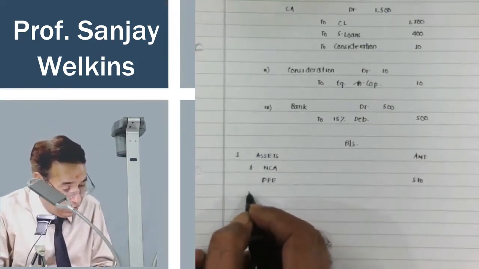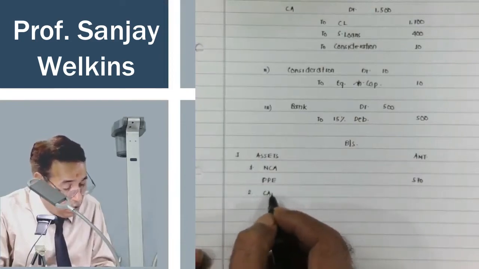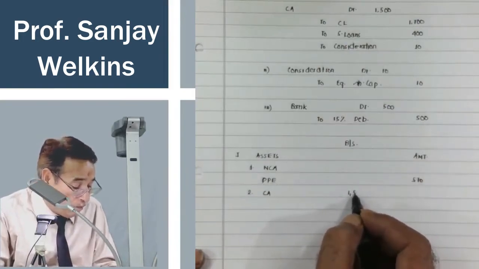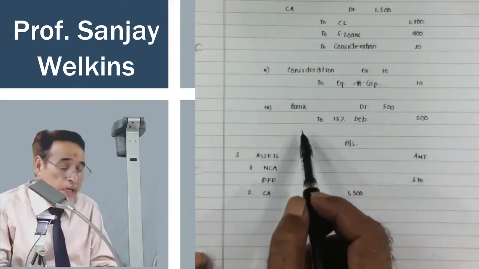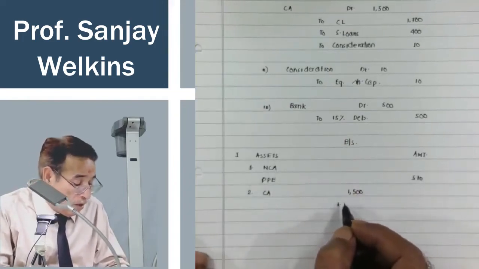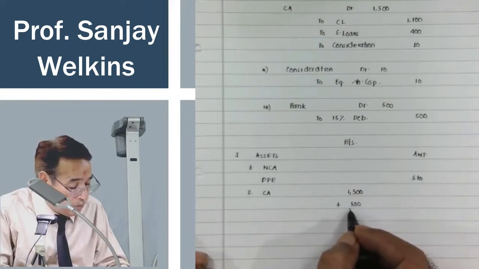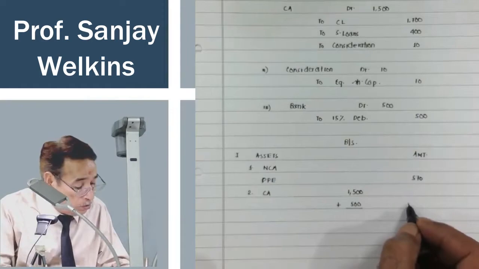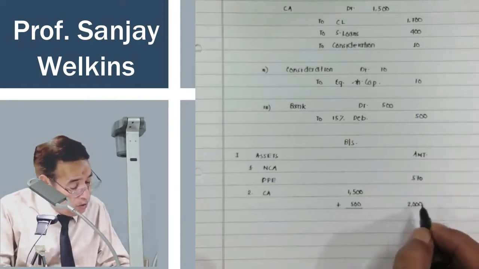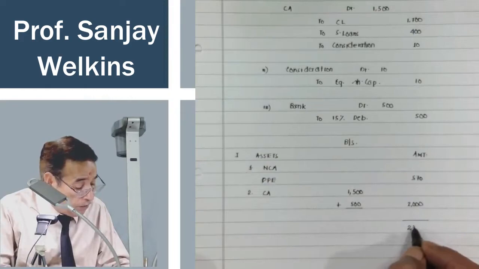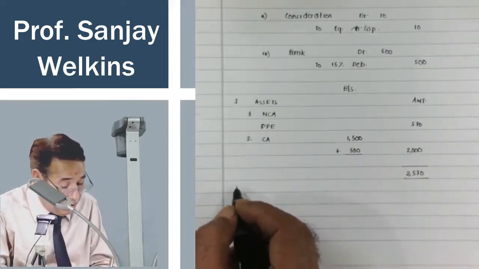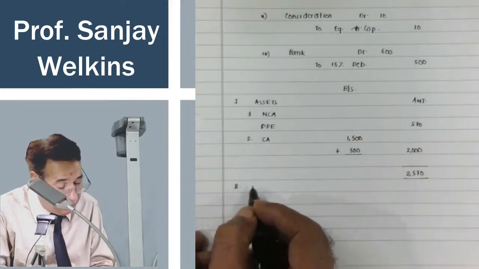Then you write current asset. You have taken current asset worth 1,500, but because you made an issue of debentures, your value of current asset will increase by 500, because of 500 bank balance which you will receive more. So 2,000. So your total will be 2,570. Now you are going to write here equity and liability.